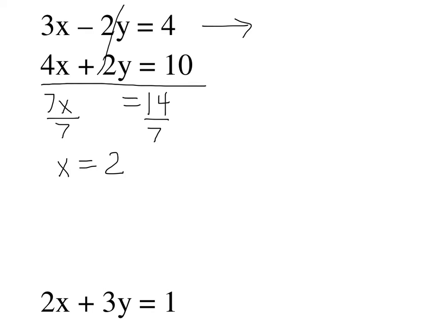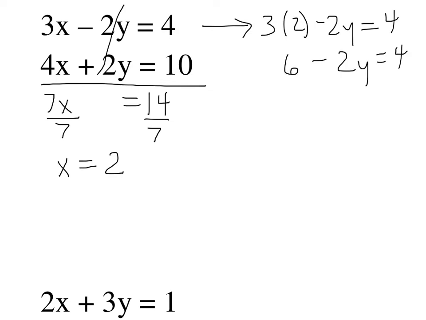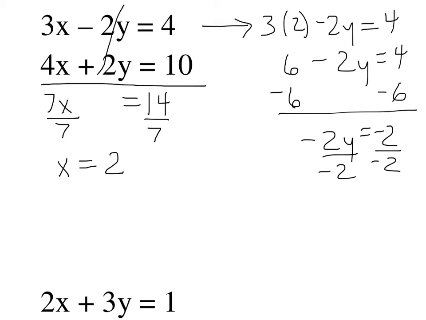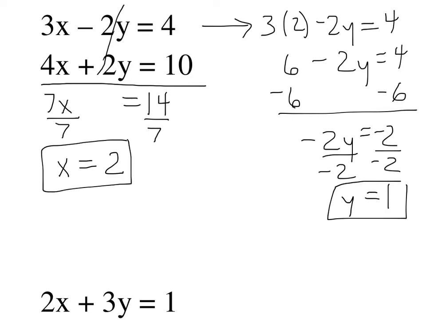Now that we know what x is, it is 2, you can choose either one of the original two equations and substitute 2 into the equation in place of x. 3 times 2 minus 2y equals 4. 6 minus 2y equals 4. Let's subtract 6 from both sides. Minus 2y equals minus 2. Divide by negative 2. Y equals 1. And if y equals 1 and x equals 2, that's our solution.